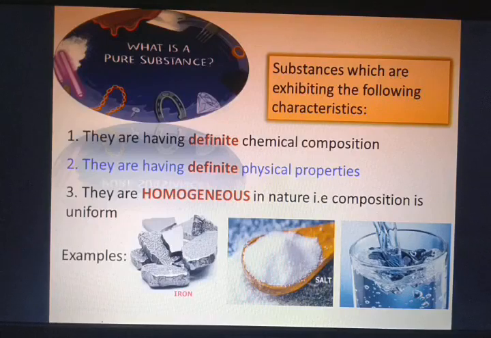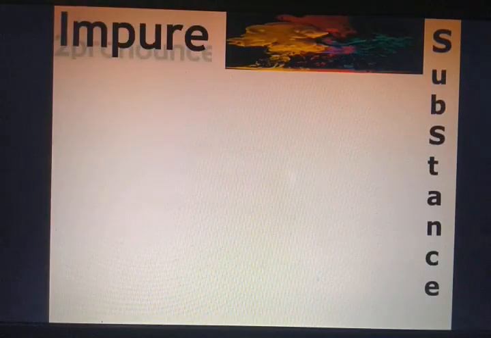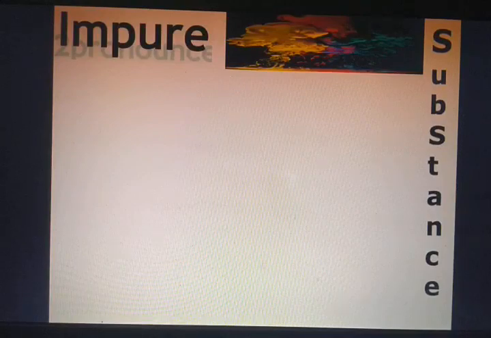Okay. Now, moving on to the next thing after we have discussed pure substances. Automatically, if the properties of pure substances are being discussed, next will come impure substances. By the word itself, you can make out that the opposite of pure is impure. Simple. So whatever the properties of pure substances are, those properties should not be present in the substances which are categorized as impure.